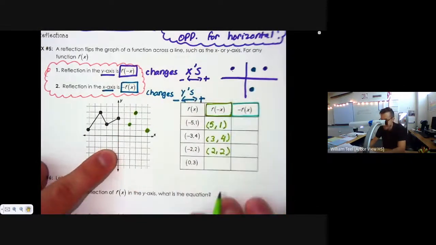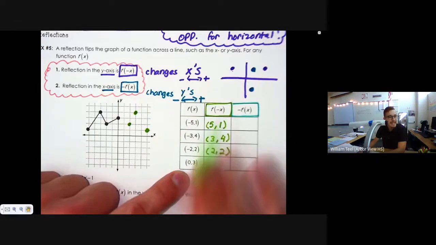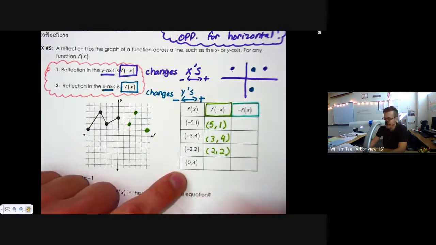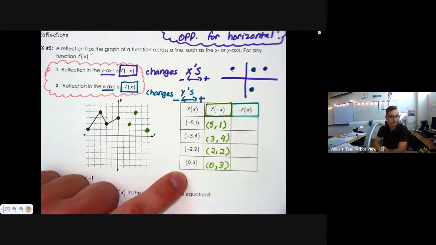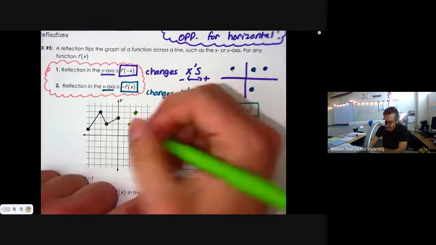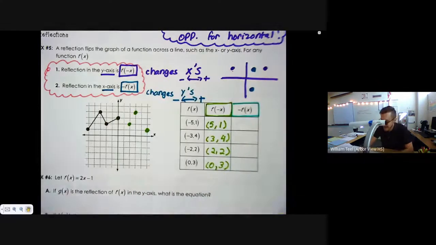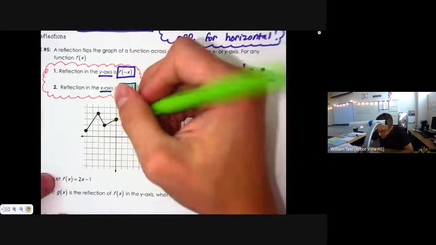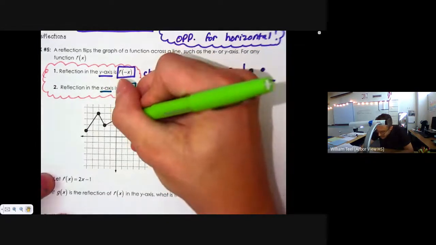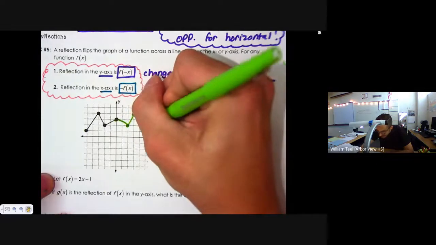And last but not least, I have 0, comma 3. Since I'm changing my x value sign, 0 is neither negative or positive, so I'm just going to keep it at 0, comma 3. Okay, 0, comma 3 is going to be right up here. So I'm going to go ahead and connect these dots to kind of show what is happening here. So if I connect this dot, it's going to look like this, this, and this.